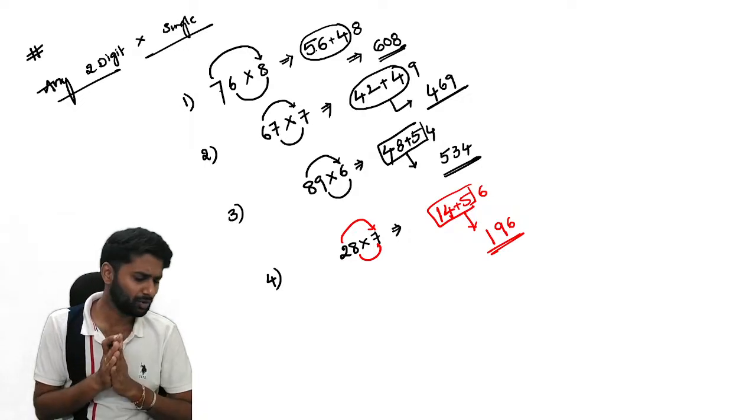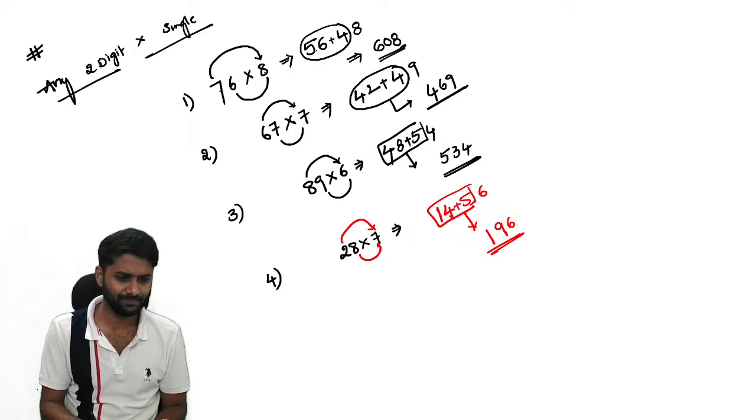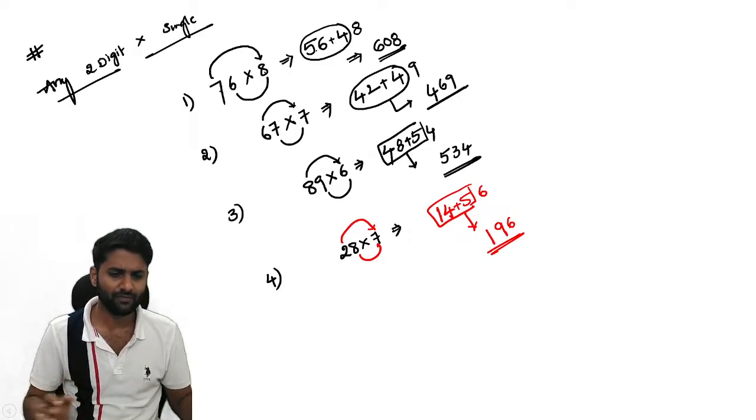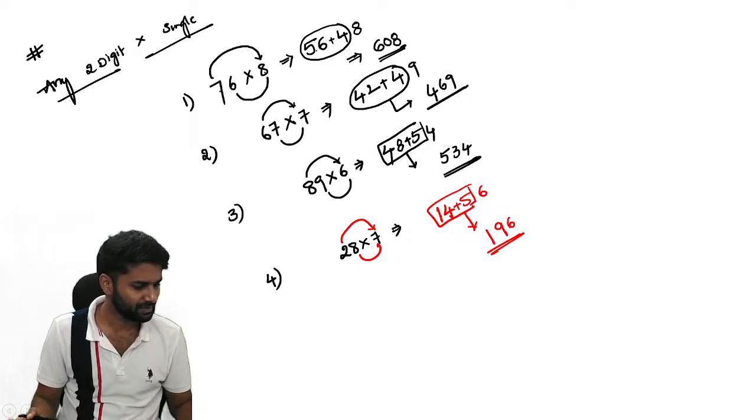So this is applicable for any two-digit number which is multiplied with any single-digit number. You can apply this logic, and if you practice a few more examples, you will be able to solve these kinds of questions. So is it clear?